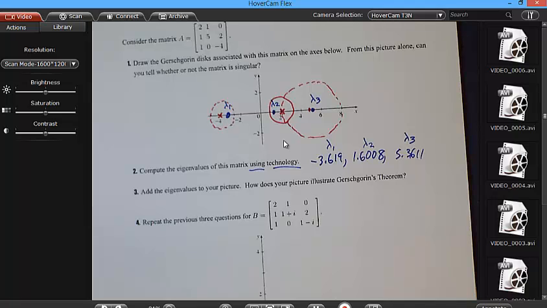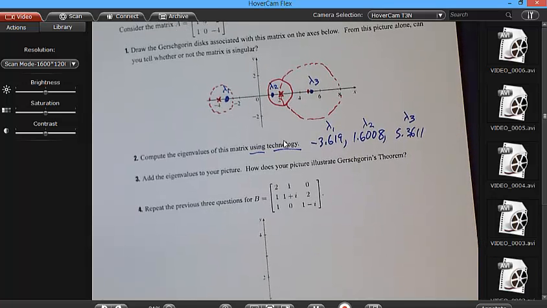So you would not be able to tell that a matrix is singular. Right. You could tell that it is... Did I get that backwards? I think we have it backwards. Can I tell whether or not this matrix is singular? I know that this one is non-singular, but I won't be able to tell if it's singular. Right. Then it says repeat the previous 3 questions for B.